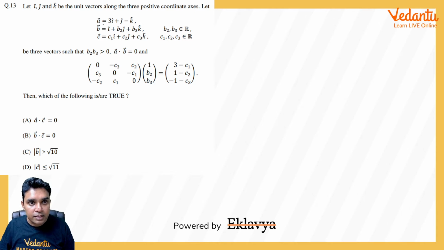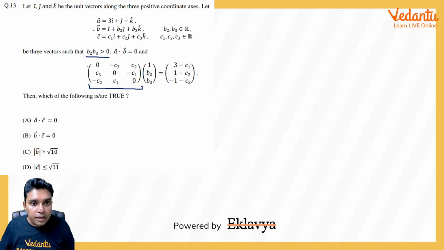We are given three vectors A, B, C, and we are given B2, B3 is greater than 0, A dot B is 0, and this additional relation in which this matrix, which looks like a skew symmetric matrix, is multiplied with 1, B2, B3, which is actually the components of B in column form. And on the right hand side you can check it is just A minus C, isn't it? The components of A minus C are written on that right hand side.